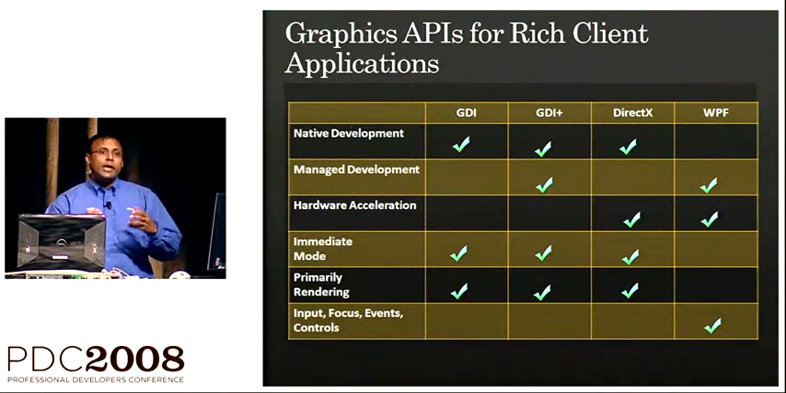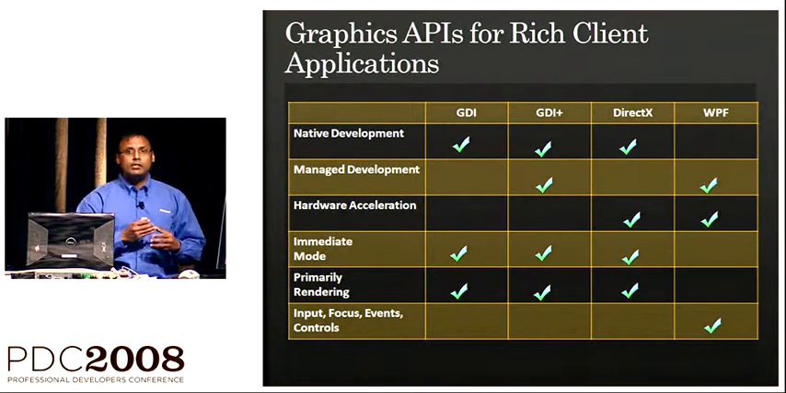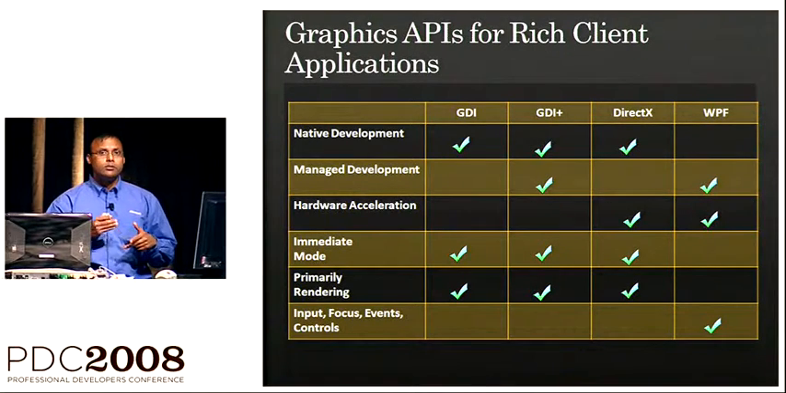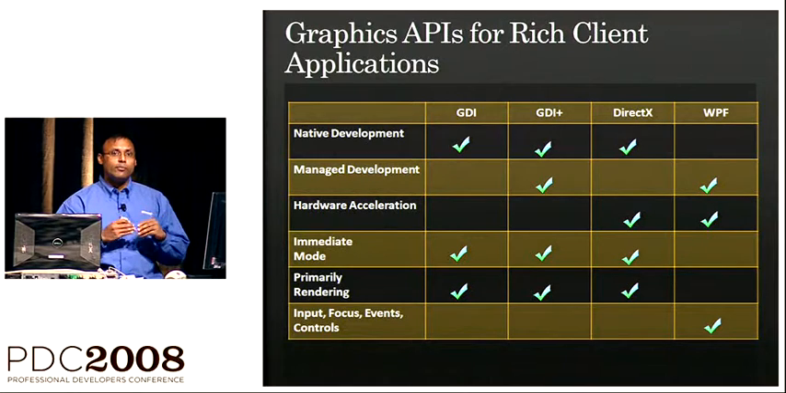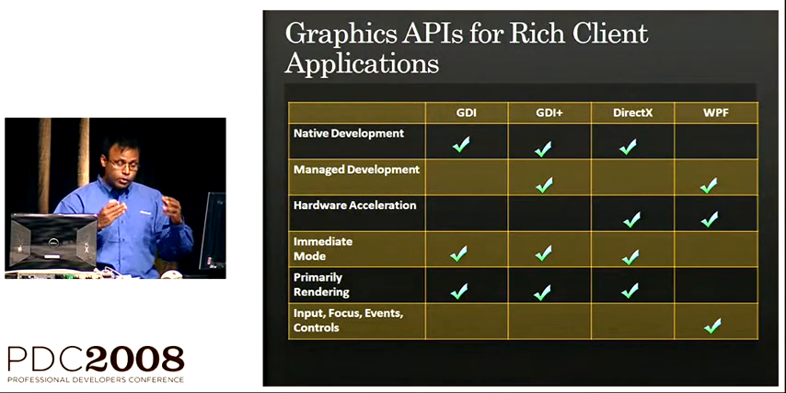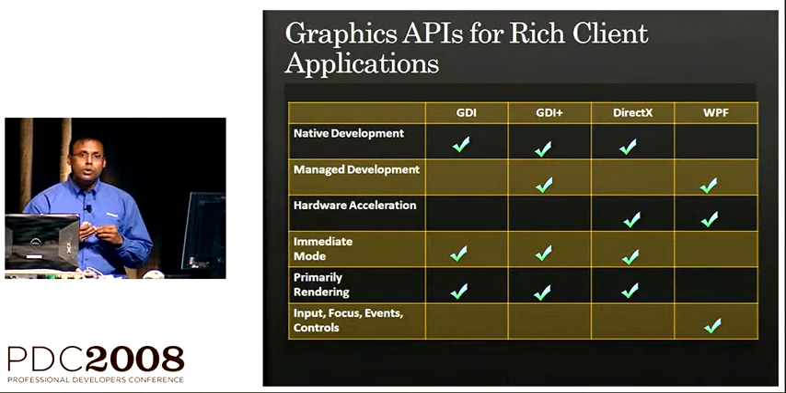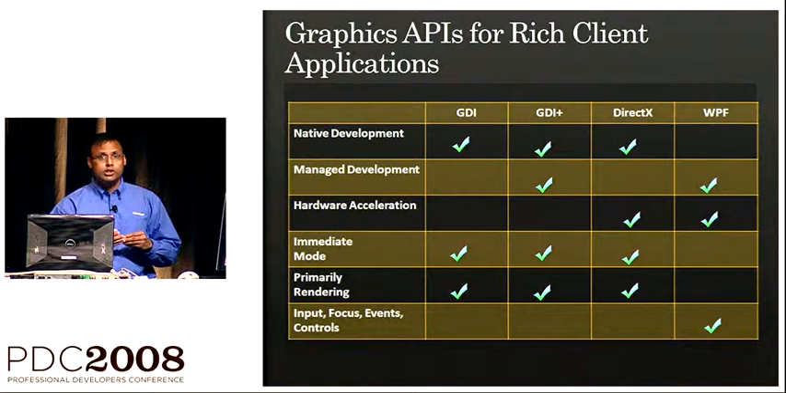So today, when you're writing a rich client application on Windows, you have a number of APIs that you can choose from. You have GDI, GDI+, DirectX, and WPF. They all have different properties. If you're a native developer, doing C++ code, then you would choose between GDI, GDI+, or DirectX. Of course, if you're doing C#, then you would probably either pick WPF or GDI+.